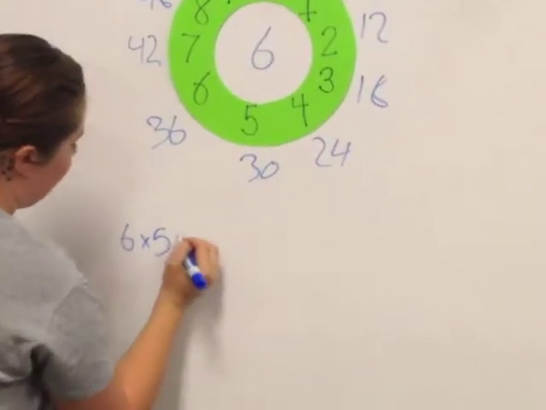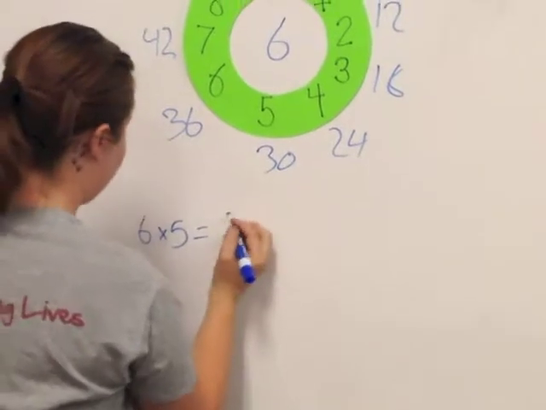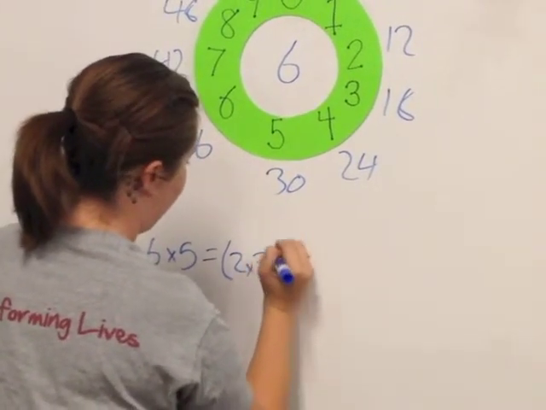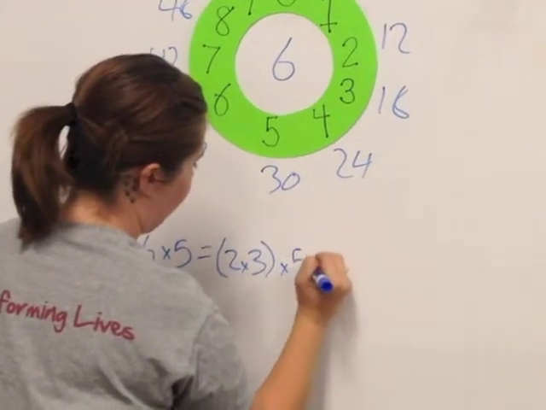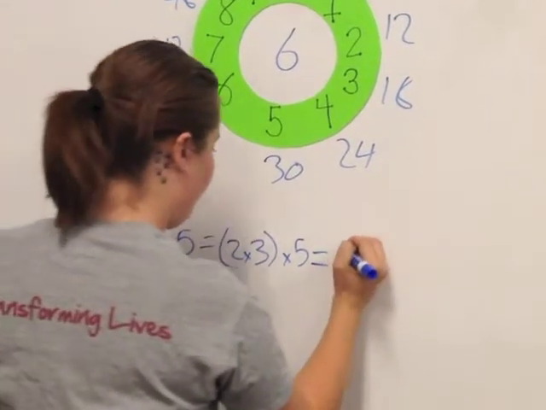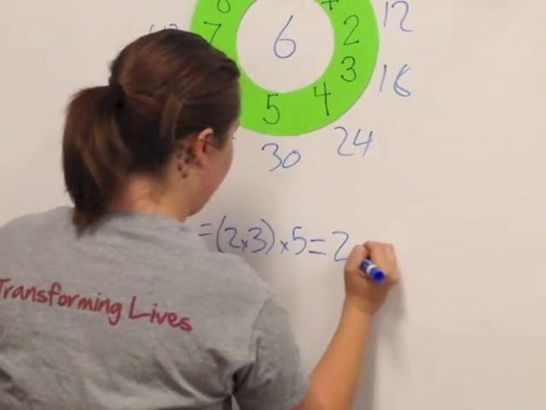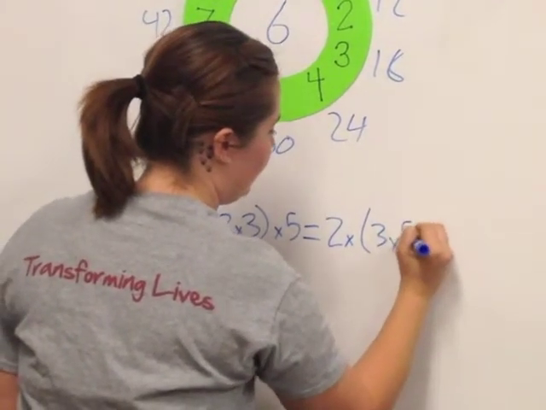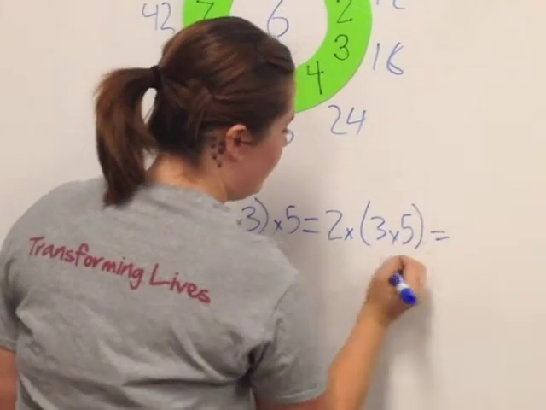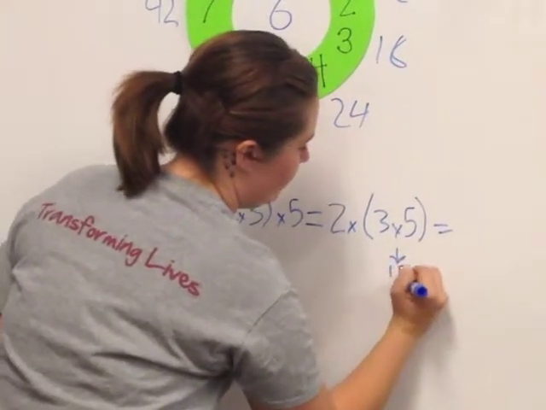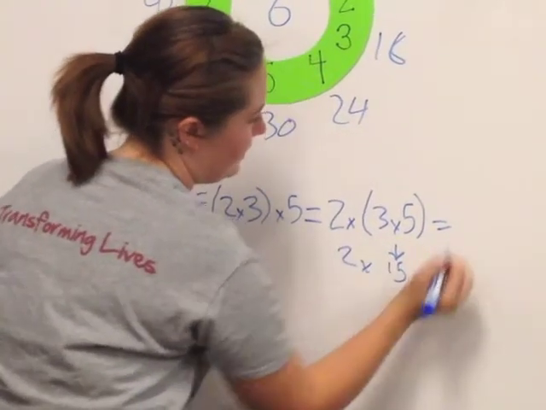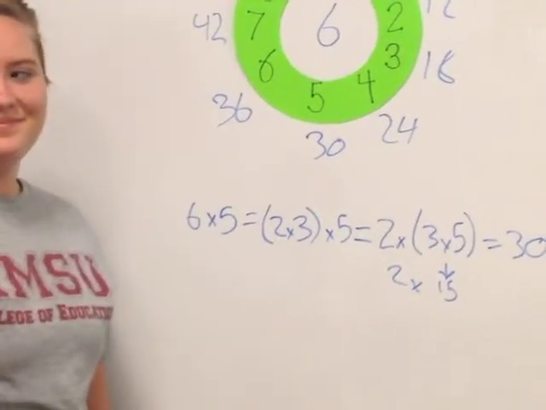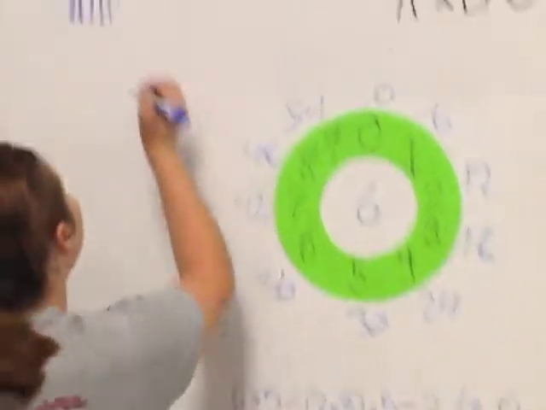So I'm going to take 6 times 5, turn it into 2 times 3 times 5, and then we can move the parentheses, so it'll be 2 times, and then in parentheses 3 times 5. This equals 15. So 2 times 15 is 30. Good work, Bailey. Go ahead and give yourself one more point.